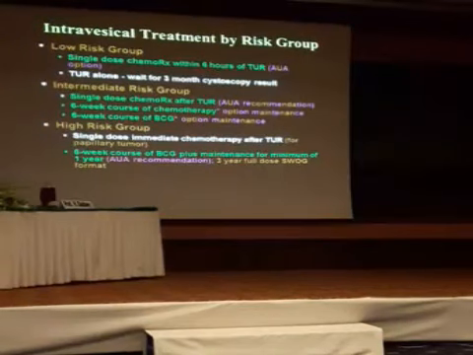So, intravesical treatment by risk group. Remember, low risk, intermediate risk, and high risk. Try to remember the low risk and the high risk; intermediate is everyone else in between. Low risk group: single dose within 6 hours of TUR, an AUA option, or TUR alone, and you just wait 3 months to repeat it. Intermediate risk group: single dose chemotherapy, but likely a 6-week course of BCG. High risk group, I just say, 6-week course of BCG after undergoing a resection.